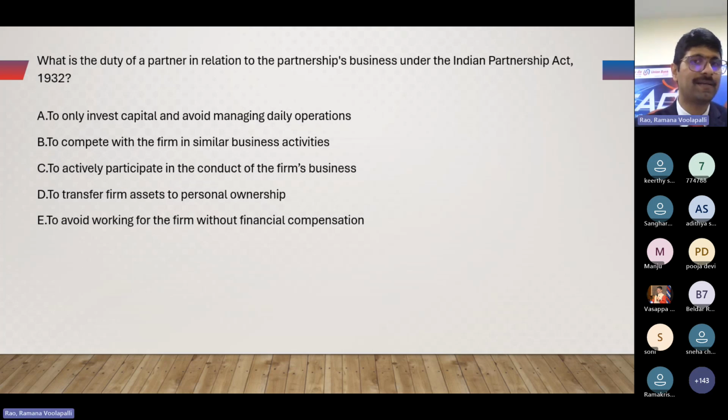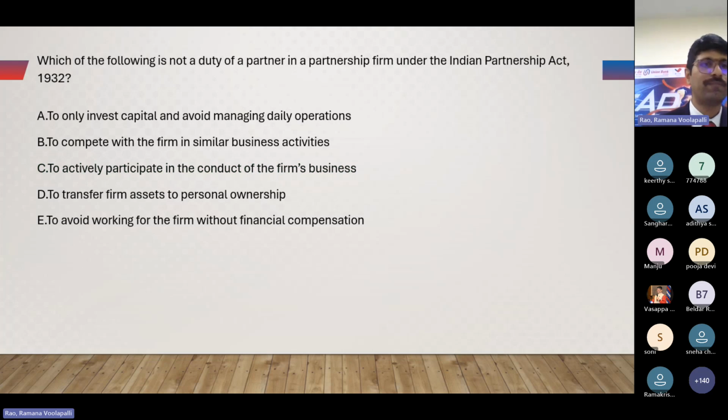What is the duty of a partner? I am asking. Yeah, C. Ramesh ji, Pooja Devi madam, Prashant Kumar ji. Only few who are regular. Vandana ji, yes, Mahato ji. Others can also participate. Yes, sir. So the answer is right. It is to actively participate in the conduct of the firm's business. Right, sir. Great.